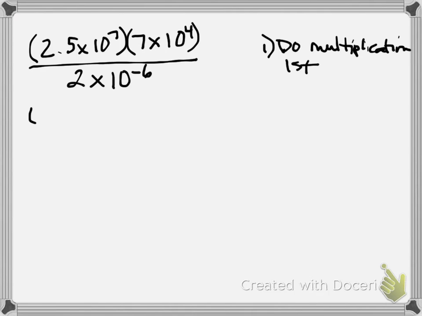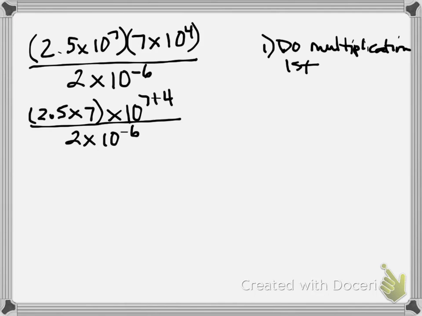So we're going to do 2.5 times 7, and then keep the times 10, and then we're going to add the exponents. At this point, the denominator is not budging. Off to the side, I'm going to multiply 25 by 7. That gives me 35, 14 and 3 is 17. I go back and count how many digits came after the decimal point. There was 1, so my answer gets 1. So now I have 17.5 times 10 to the 7 plus 4, which is 11.